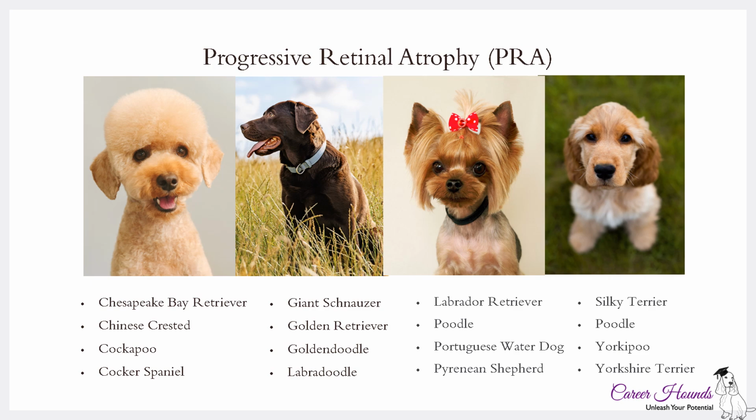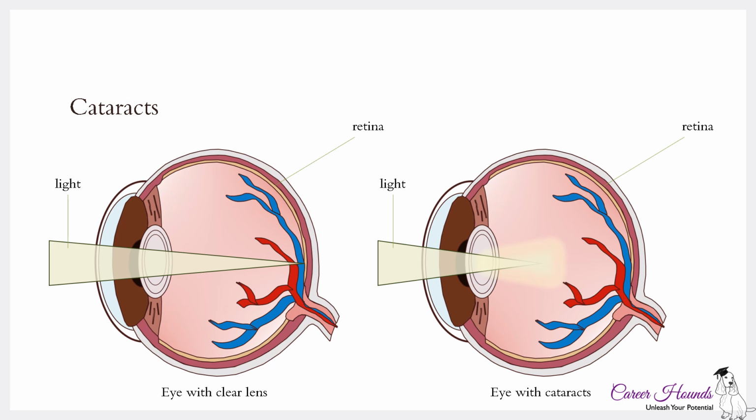Cataracts in dogs are a common eye condition characterized by the clouding of the lens within the eye. The lens is normally transparent, allowing light to pass through and focus on the retina. When a cataract forms, the lens becomes cloudy and obstructs the passage of light, leading to blurred or impaired vision. Cataracts can occur in one or both eyes and can vary in size and density. They can develop slowly or rapidly, depending on the underlying cause.